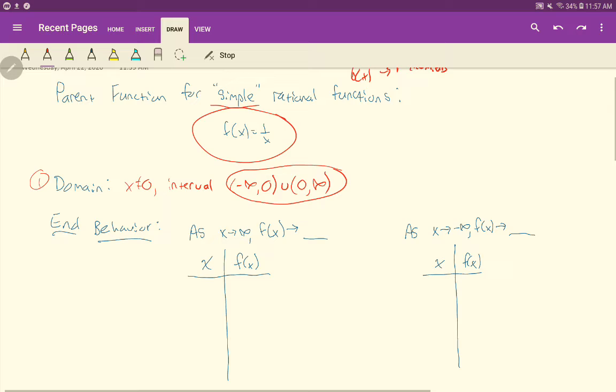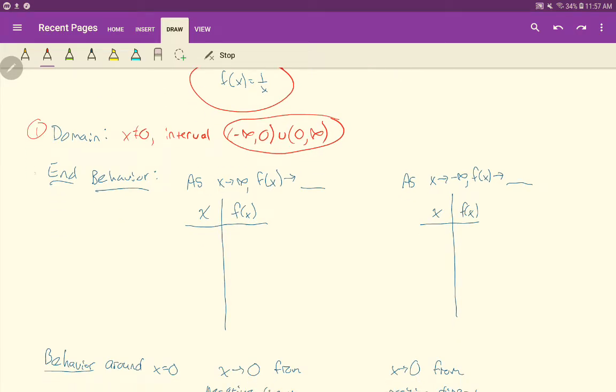All right, so let's also talk about end behavior. I know we're going to skip the range for right now. We'll come back to it at the end, but we're going to talk about end behavior. Specifically, we want to know what happens as x goes to infinity. That means as we go really, really far to the right. And also what happens as x goes to negative infinity. That means what happens as we go really, really far to the left.